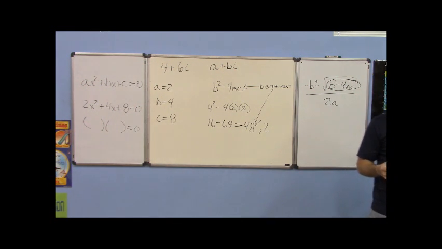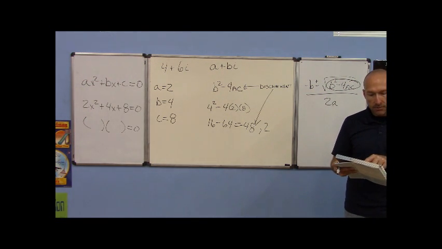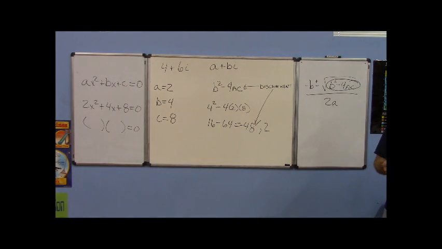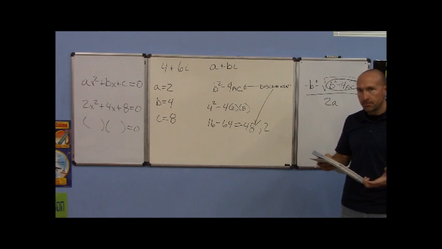Okay, now if you look in the paragraph below that chart, it says if D is a perfect square, both of those solutions are rational solutions. Okay, if D is a perfect square, then both of those solutions are rational solutions. If it is not a perfect square, then both of those solutions are irrational.